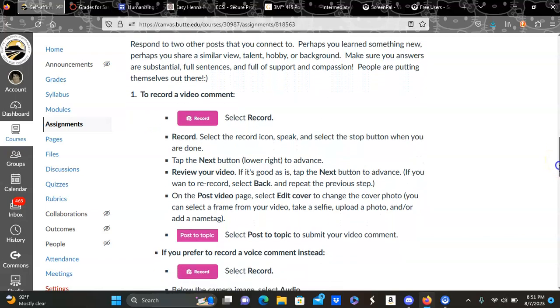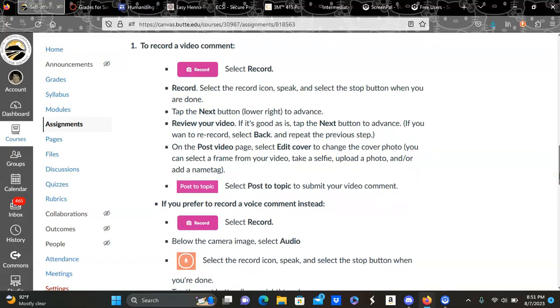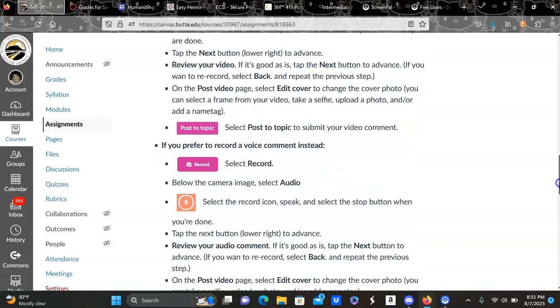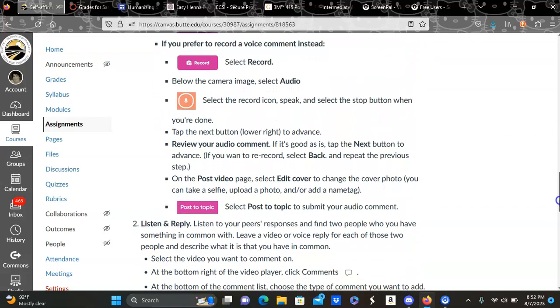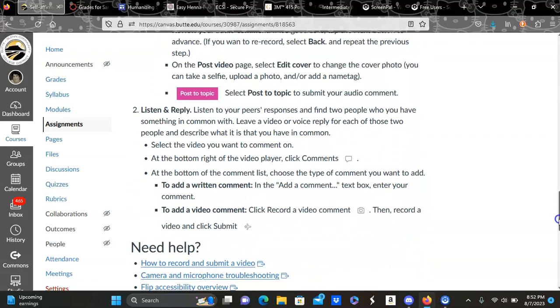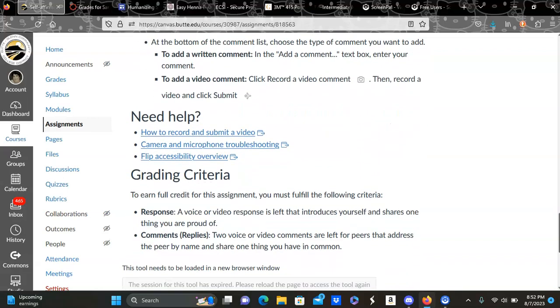And our facilitators made these really beautiful instructions on how to use Flipgrid, which are amazing. And so I was able to borrow these with all these beautiful little graphics and buttons. So I included them.